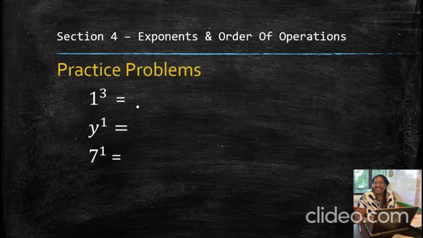equals 1. We said 1 times itself any number of times equals 1. And y to the first power equals y. Y basically all by itself. And 7 to the first power equals 7. If you got those answers, you did a wonderful job. And you are ready for the next video, which will be the product rule.